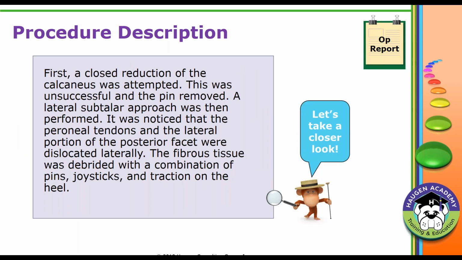Okay, and then moving on, we're in the procedure description, and this really begins the meat of the report. There's a lot of information here. So in the very first sentence, we're actually getting new information that we have not seen before. And we are just right here in these first 2 sentences reading that they started out trying to fix this guy's ankle with a closed reduction of the calcaneus. And then it states that this was unsuccessful.